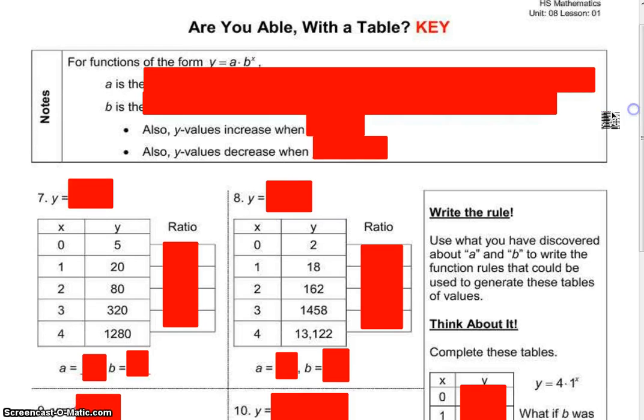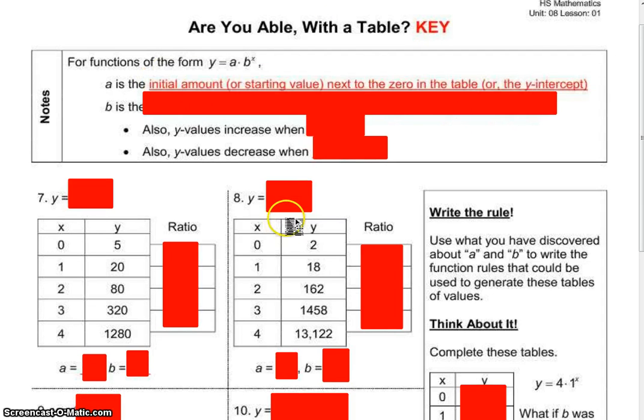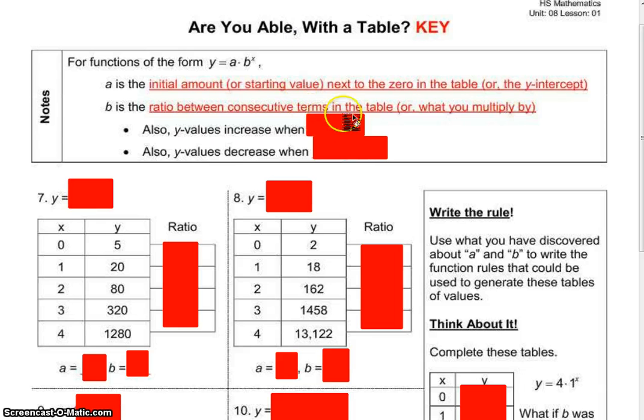For functions in the form y equals a times b to the x, a is the initial amount or starting value, also known as your y-intercept. B is the ratio between terms, or what you multiply by. It's kind of like what we think of as slope, maybe. Y values increase if b is greater than 1, and they decrease if b is a fraction between 0 and 1.